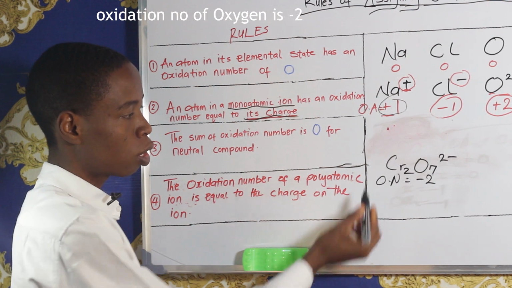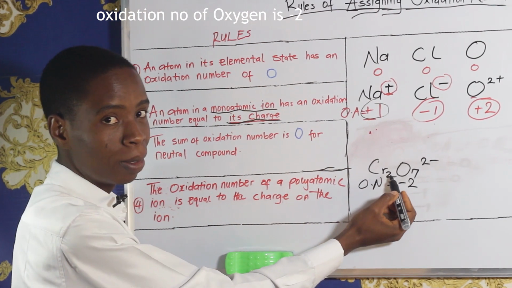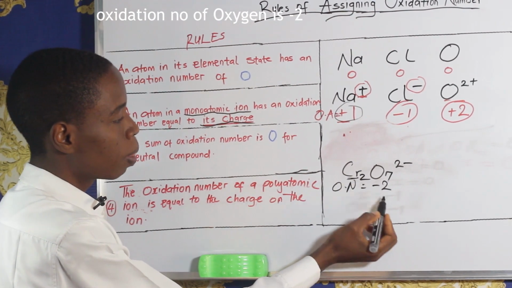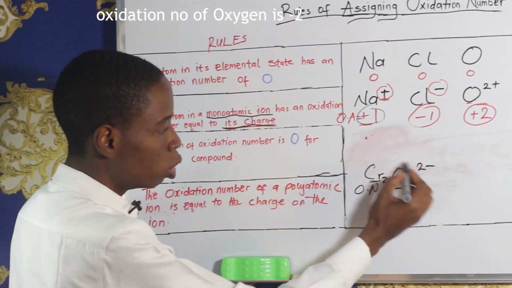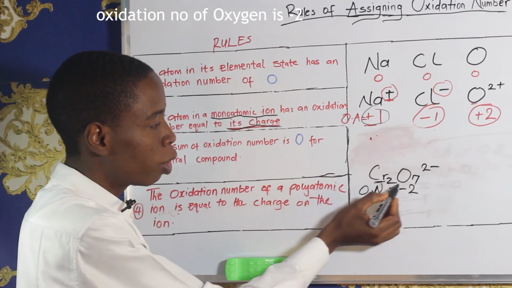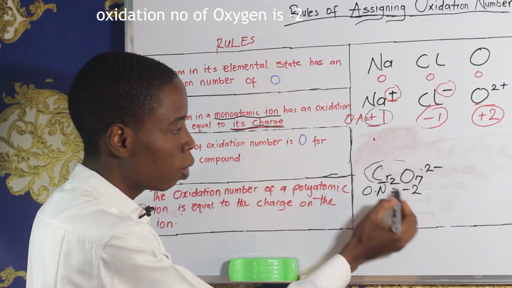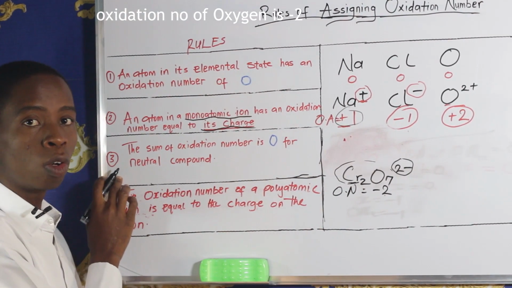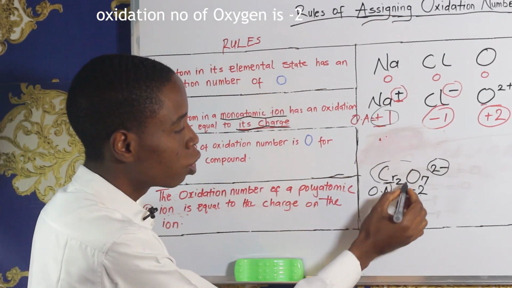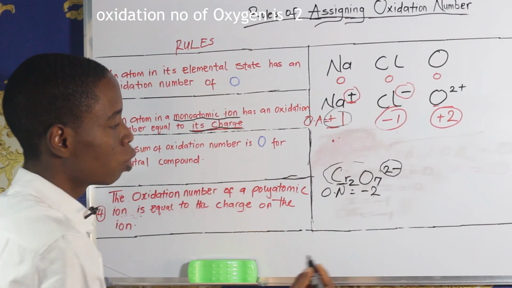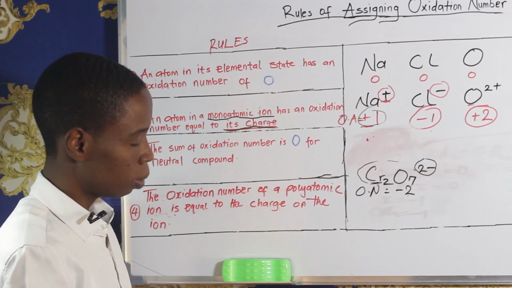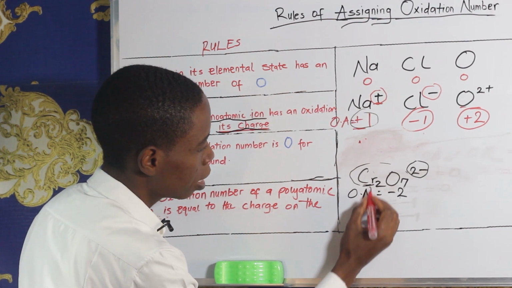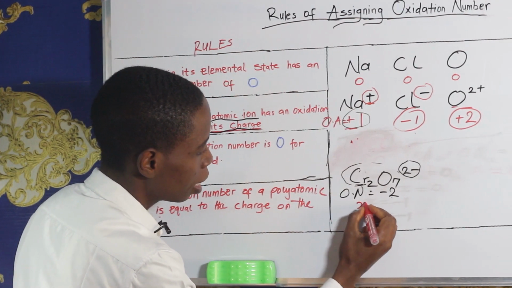Now, take for instance our chromium. If we want to determine the oxidation number of this one here, we can use this rule, since we know that the sum of the oxidation numbers of the atoms in the ion will be equal to the charge on it. We can break it down just like we did in the previous rule. So let's see how it works. We are looking for the oxidation number of chromium, so we make it X.